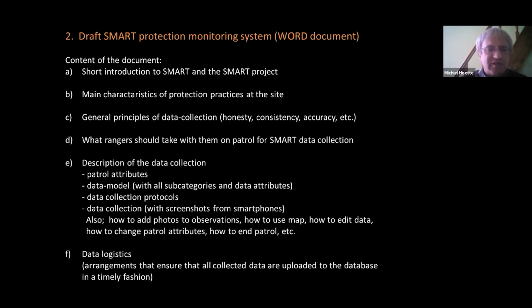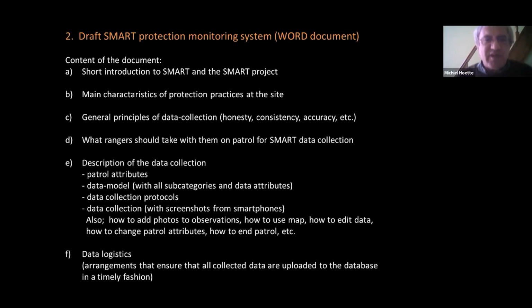So what could be the content of such a document describing the system that you propose? I think it should include a short introduction so that everybody understands what SMART is and what the project is within, well, where SMART is being introduced. Some main results from the assessments, a short description of how the protection system operates in the situation where you want to introduce SMART.